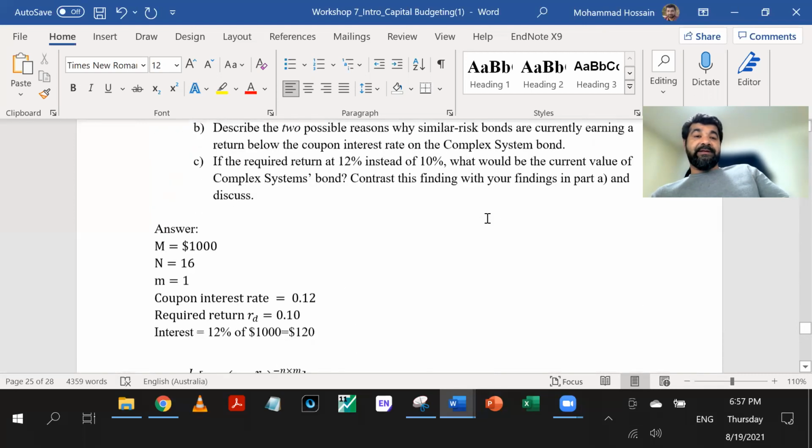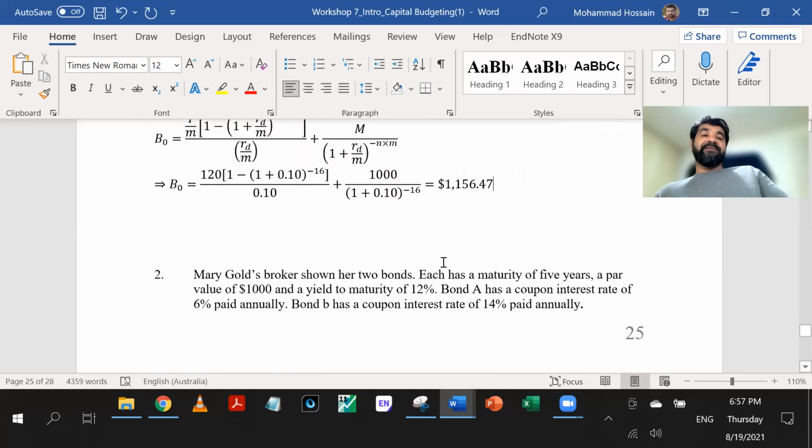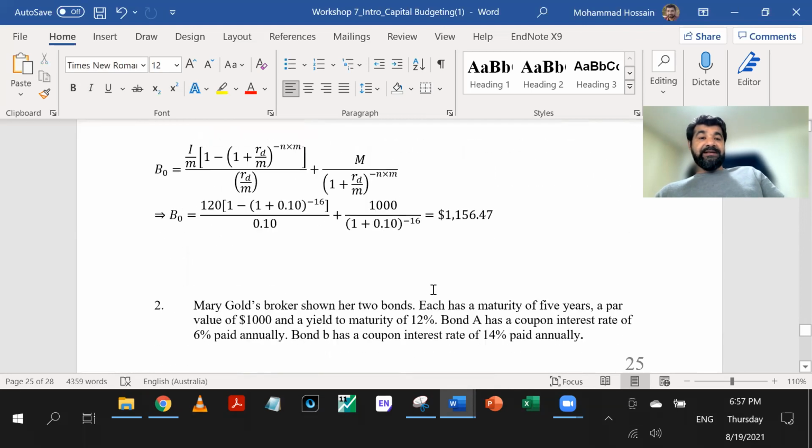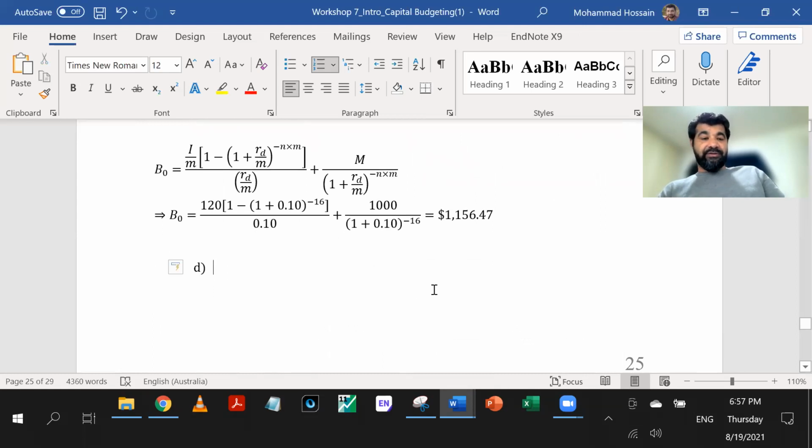If the required rate is 12% instead of 10%, what would be the current value of the bond? So they want to say it's not 10%, it's actually now 12%. What would be the answer? It will be exactly the same thing we're going to do here. This is for question number C. B, I already mentioned.